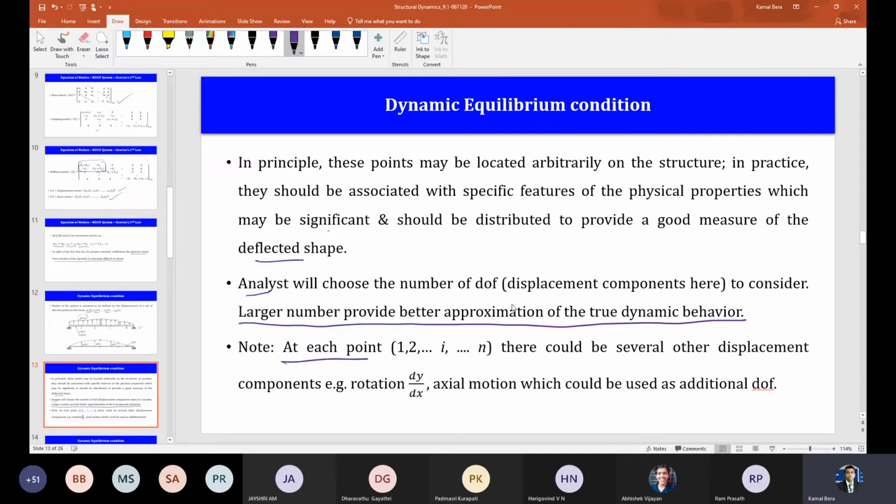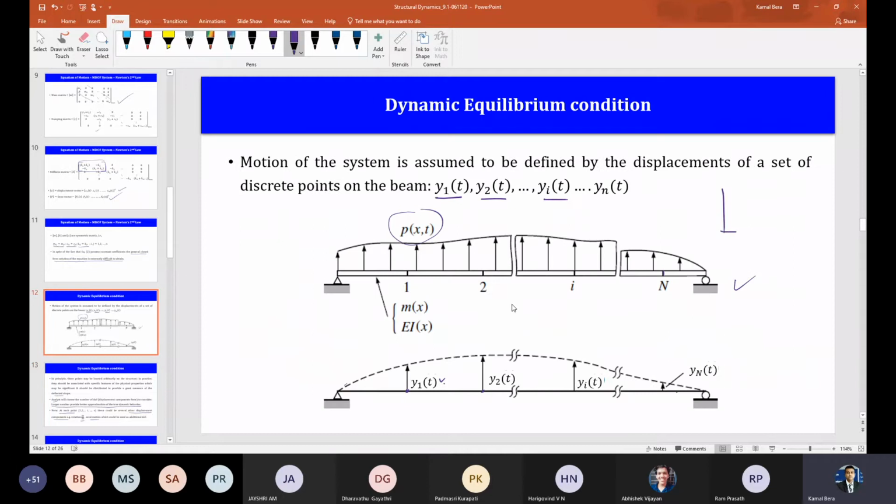At each point, as I already mentioned, that is i equal to 1 to n, there could be several other displacement components. For example, rotation can be there, and there can be axial motion. Like for a beam, I hope you have learned it. So for a 2D beam, what are the degrees of freedom at a point? Just at a point.